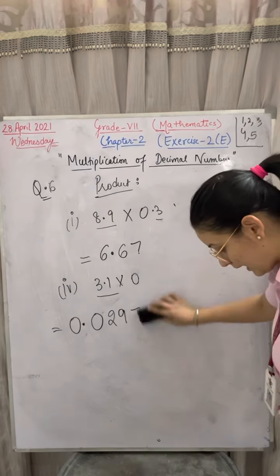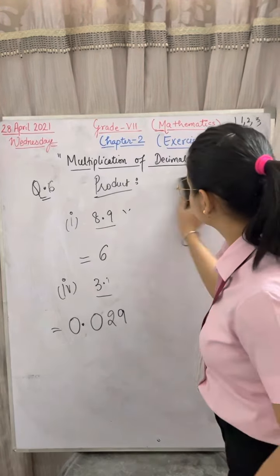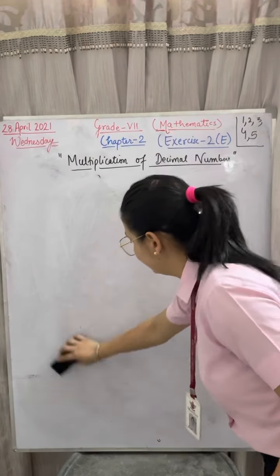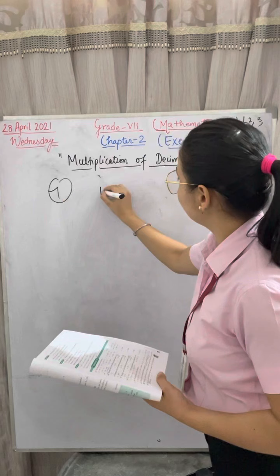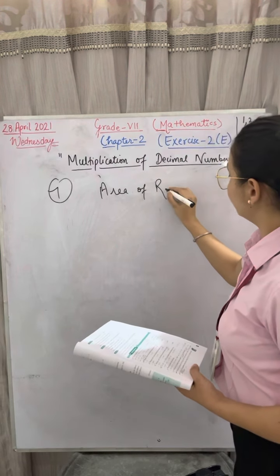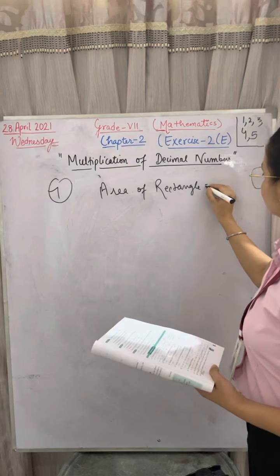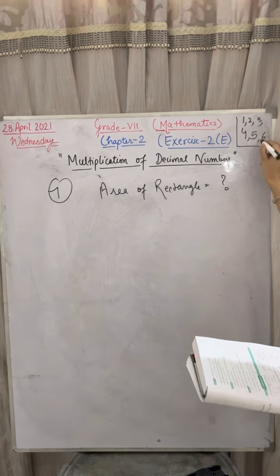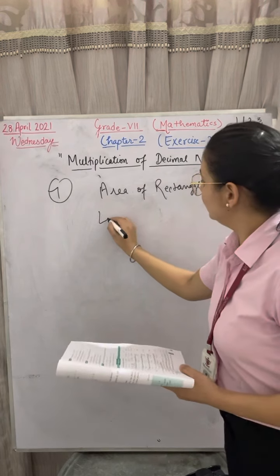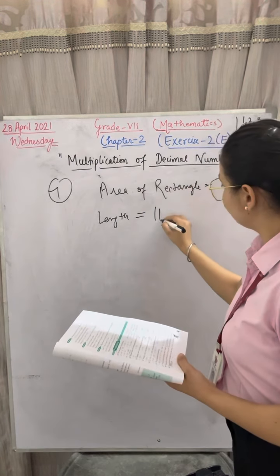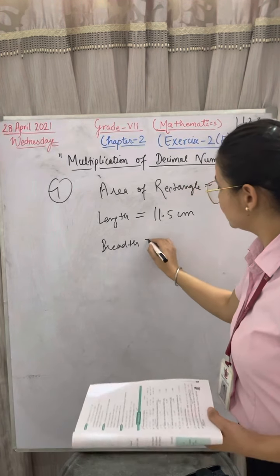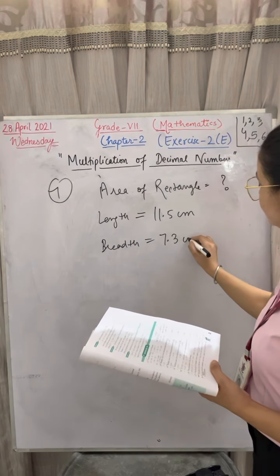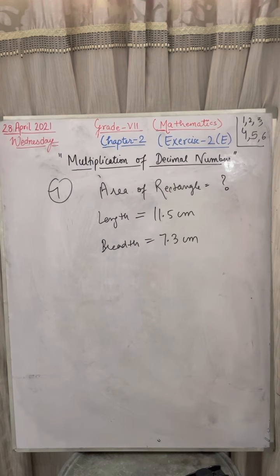Okay. Now I am going to start question 7. Very, very easy. Look here. Question 7. Find the area of rectangle. The length of the rectangle is given, that is 11.5 centimeter. The breadth of the rectangle is given, that is 7.3 centimeter. So you have to find out the area of the rectangle.